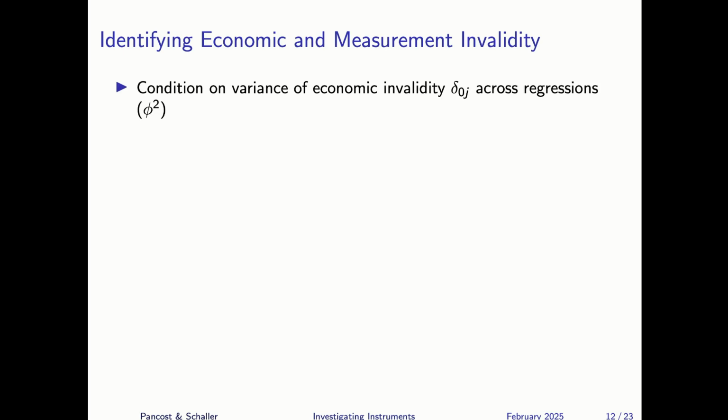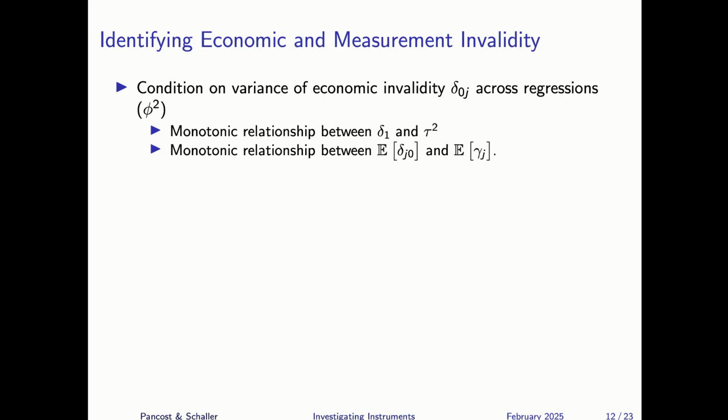Okay, so to diagnose invalidity, there's a problem because we need this phi squared. If you tell me a value of phi squared, I don't know how to discipline that. Given phi squared, there's a monotonic relationship between measurement error and measurement invalidity, and a separate monotonic relationship between economic invalidity and omitted variable bias. Okay? But it's annoying to condition on phi squared.